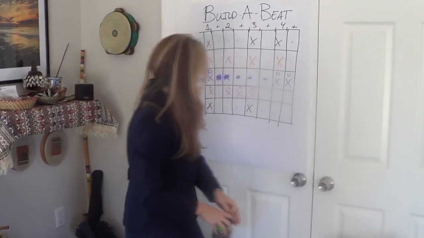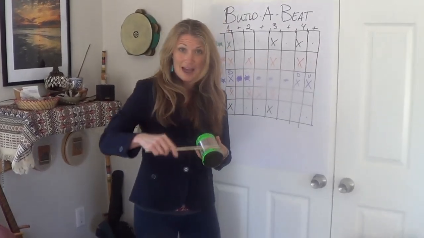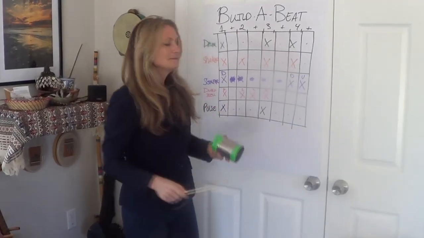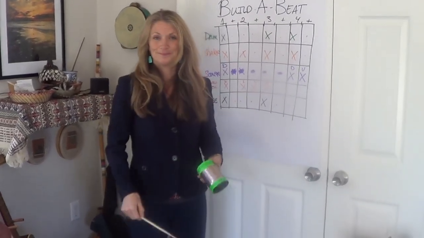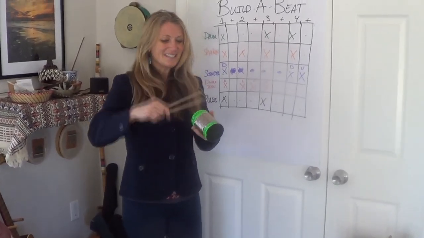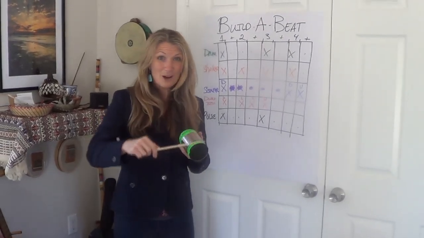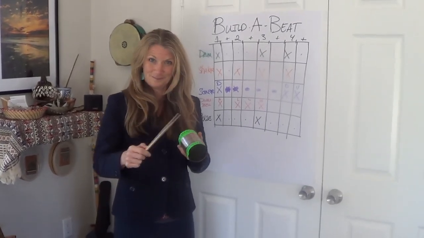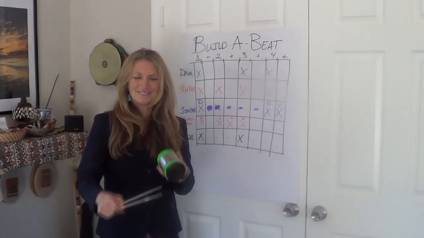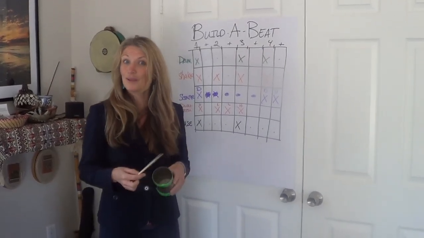Now, let's add the scraper. The scraper has the sound of down and up. So it's going to start with a down, down, up, down, down, up, down, down, up, down, down, up. 4 and 1, 4 and 1, 4 and 1. It's always good to use words when you're teaching rhythms, because people can say it, they can play it.